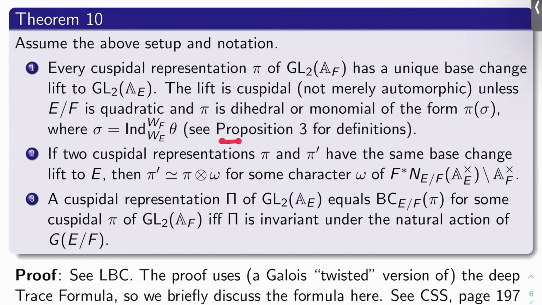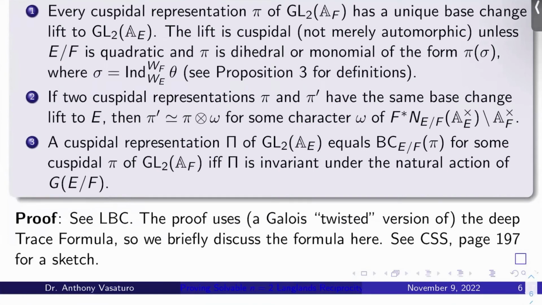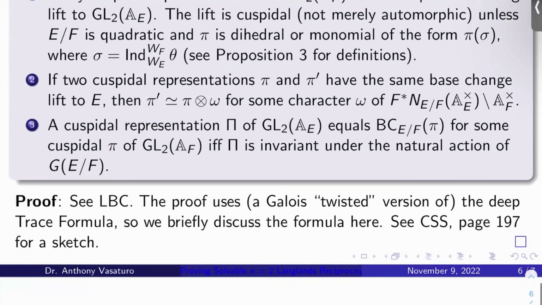Okay, these definitions were given in proposition 3 in a previous video. 2, if two cuspidal representations, pi and pi prime, have the same base change lift to E, then pi prime is nothing other, up to isomorphism, than pi tensor omega for some character on this orbit space. 3, a cuspidal representation big pi of GL2 of the adeles of E is the base change with respect to E over F of little pi for some cuspidal little pi of GL2 of the adeles of F, if and only if, as you might expect, big pi is just invariant under the Galois action. Okay, that one's not too surprising.